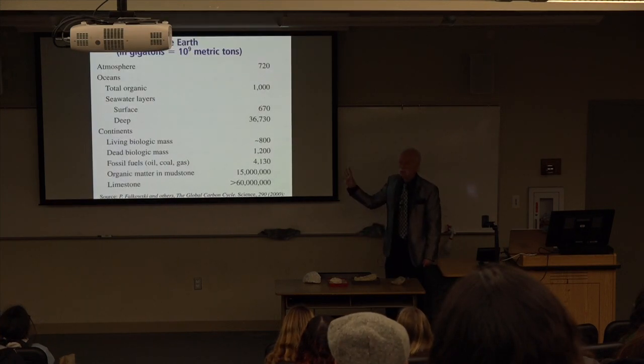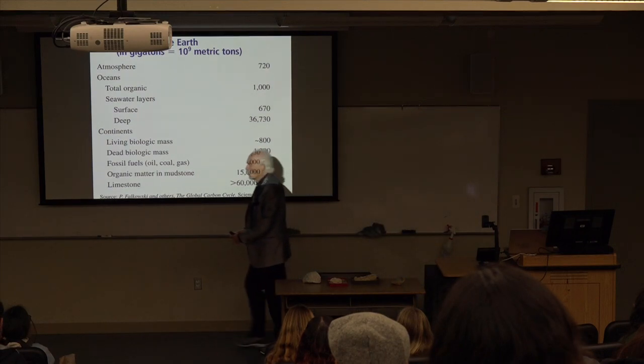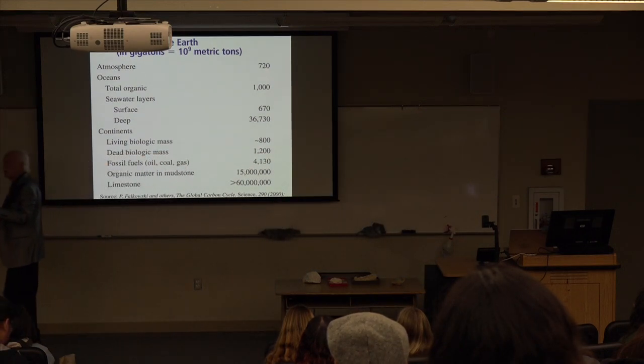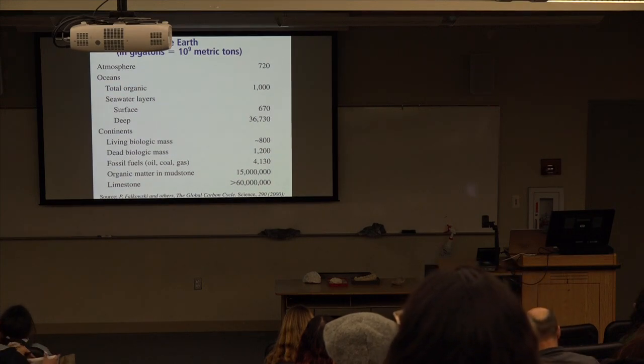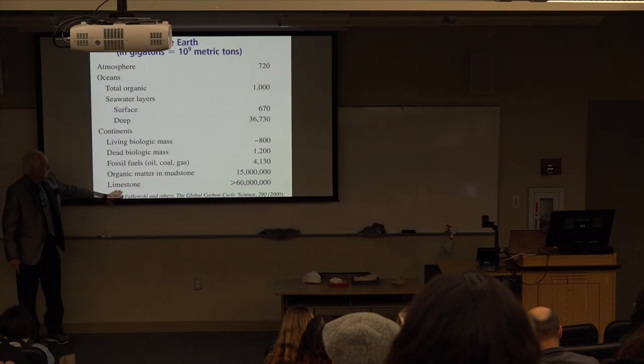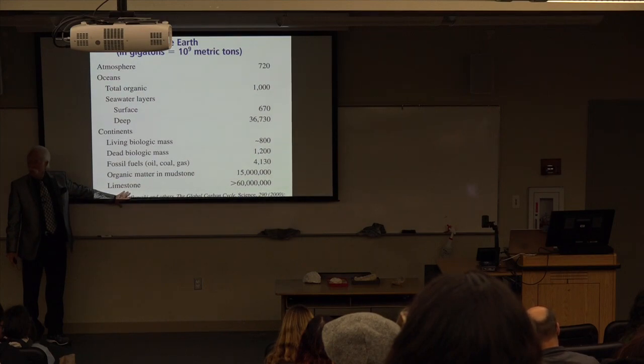Now, this busy, busy table, I just want to focus on one thing here. What I'm working on right now is, where did that carbon dioxide that was in the Earth's atmosphere go? It doesn't disappear. Where is it? And the biggie down here is limestone. Limestone. It's been pulled out. We're going to go over this in some detail now.